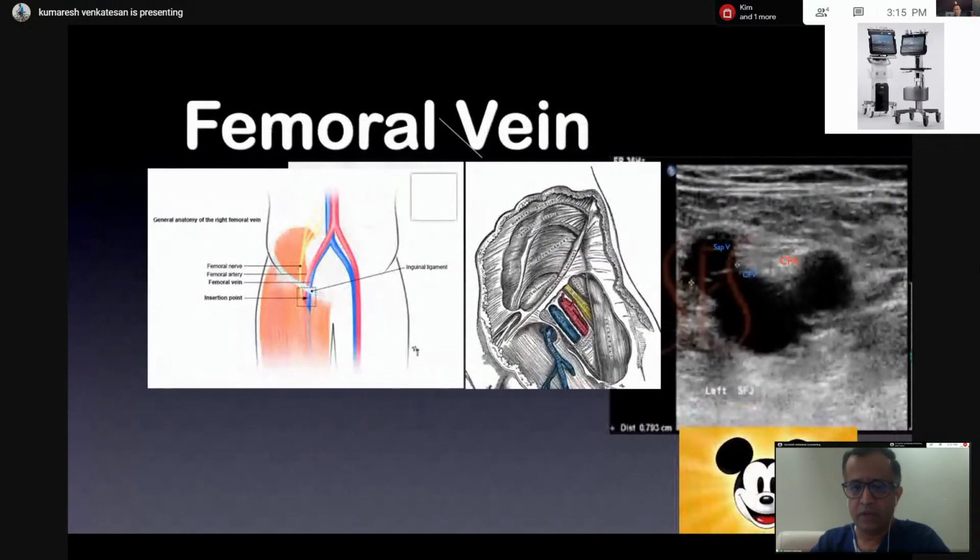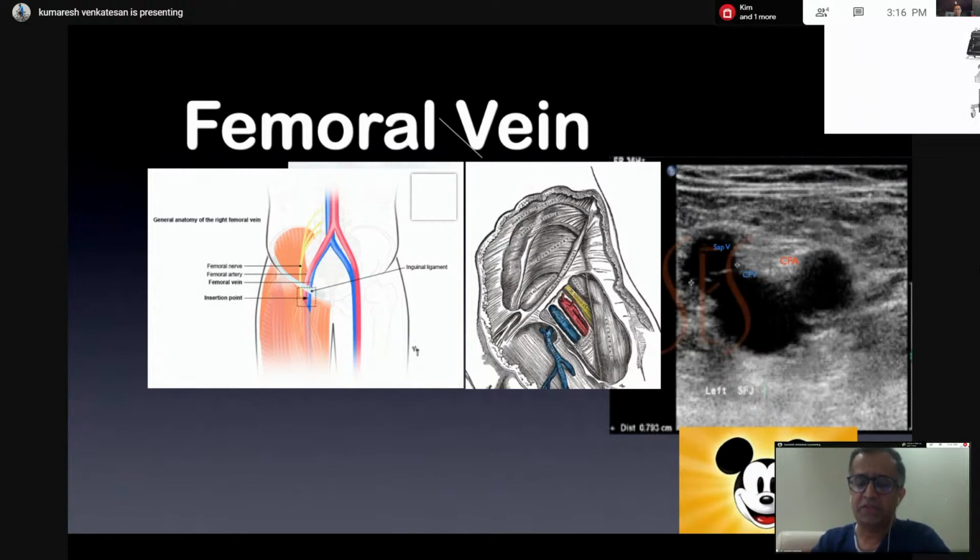Femoral vein. This picture shows a left-sided femoral vein and the adjacent structures. Again, the anatomy is below the inguinal ligament, a few centimeters below the inguinal ligament. You can look for the femoral vein. We know that the vein lies medial to the artery. The other important structure of interest to us is the saphenous vein, which again comes and joins the femoral vein.